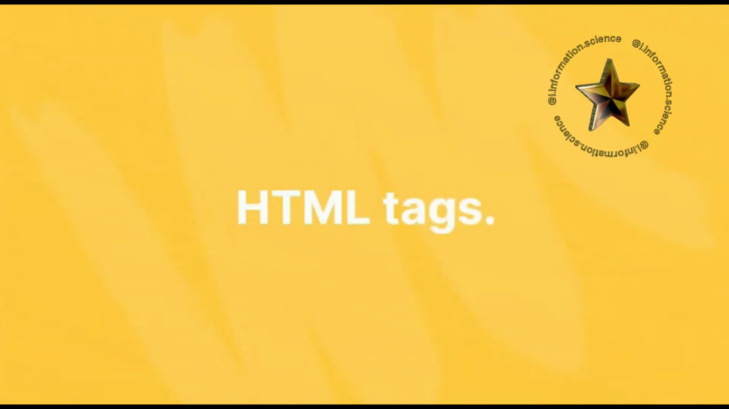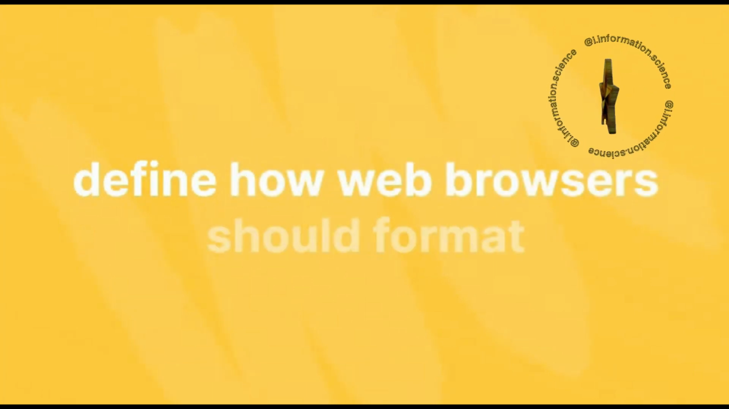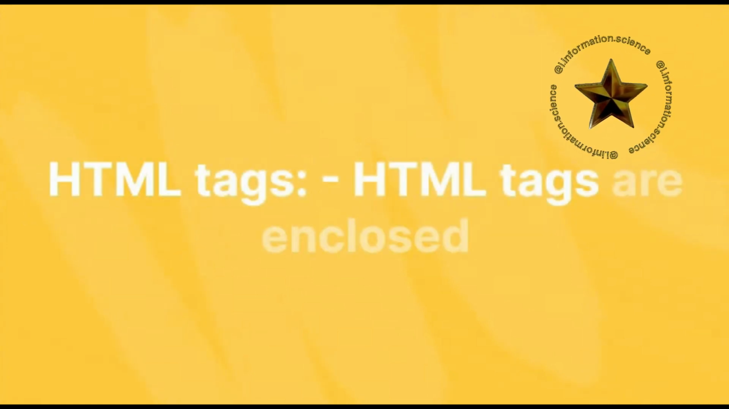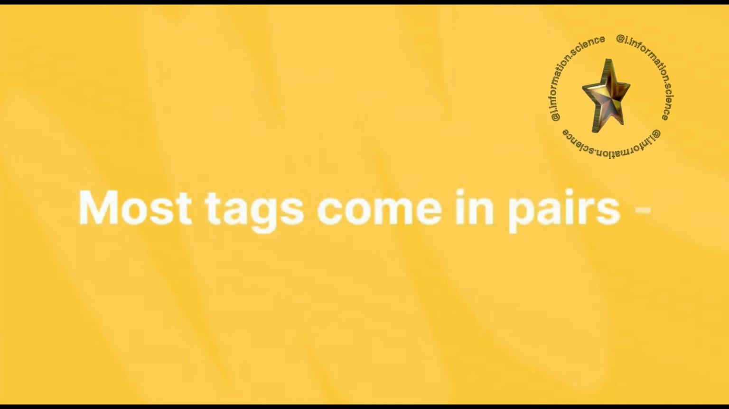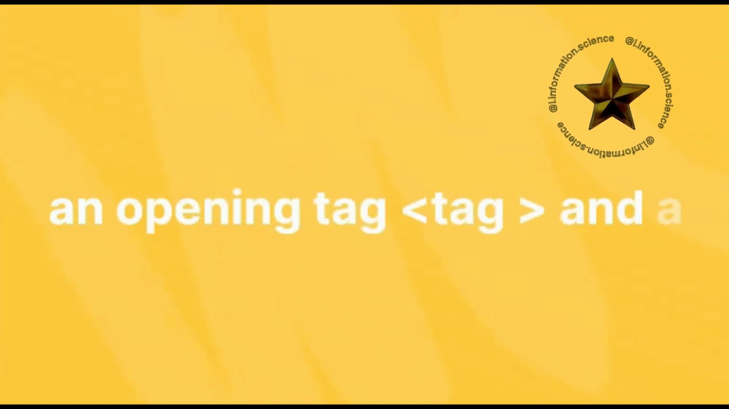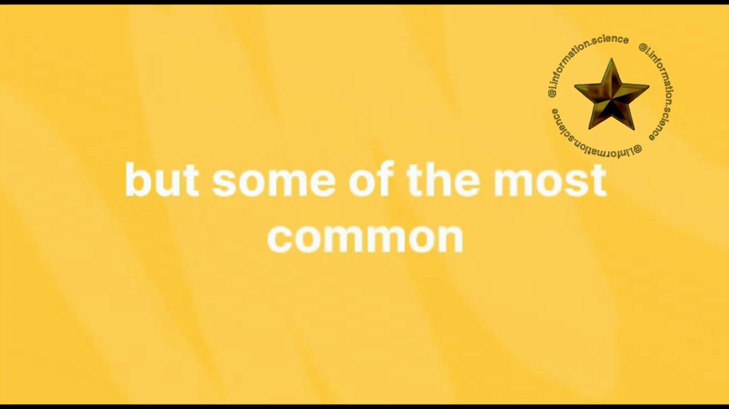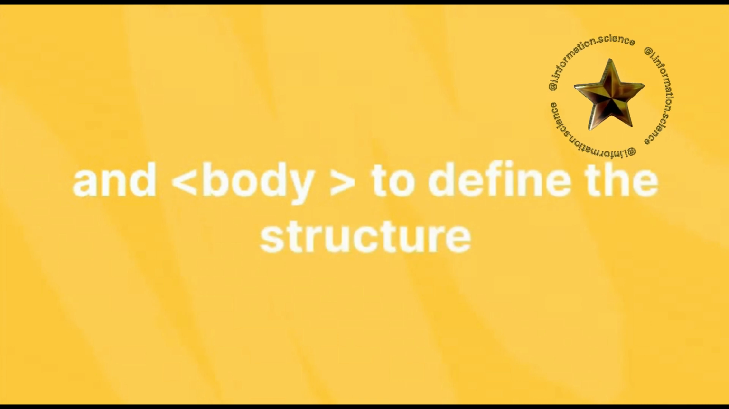HTML tags. HTML tags are keywords used to define how web browsers should format and display the content of a web page. Here are the key points about HTML tags. HTML tags are enclosed in angle brackets. Most tags come in pairs, an opening tag, and a closing tag. There are over 100 HTML tags, but some of the most common ones include HTML, head, and body to define the structure of the page.